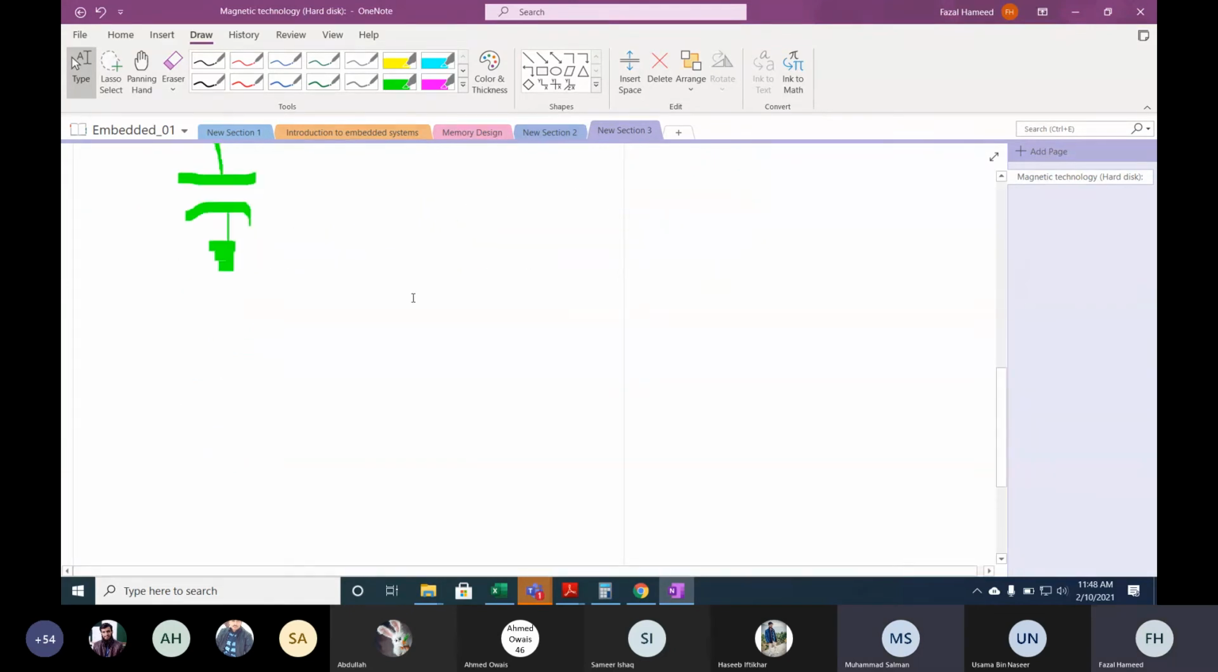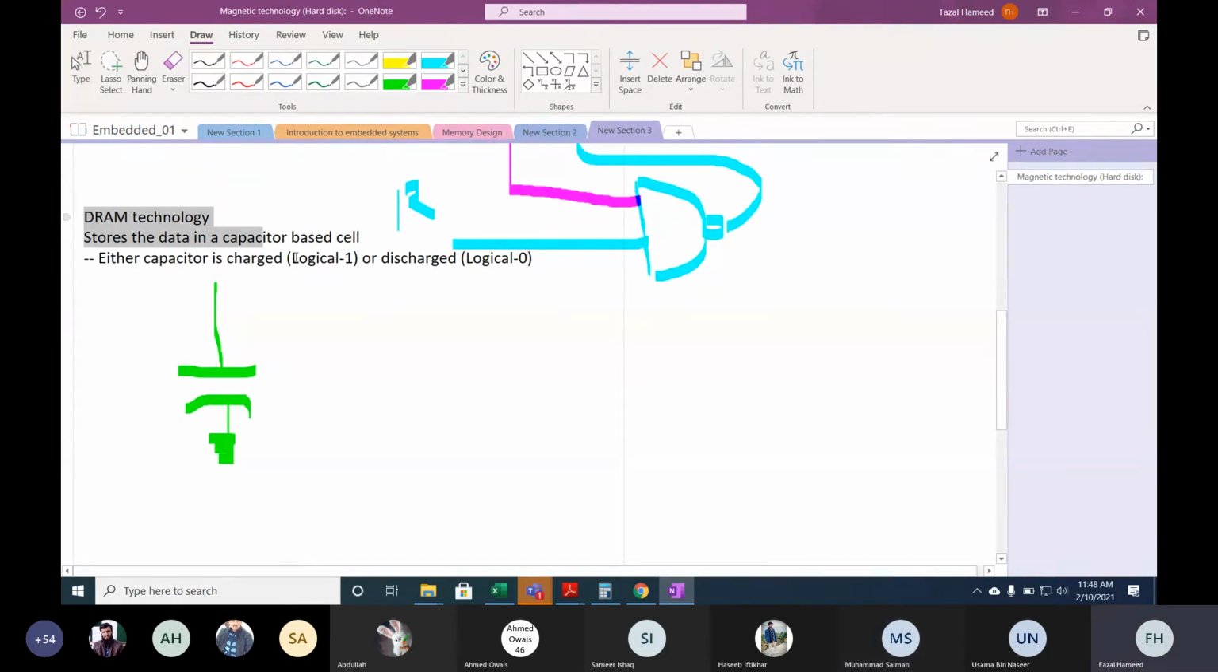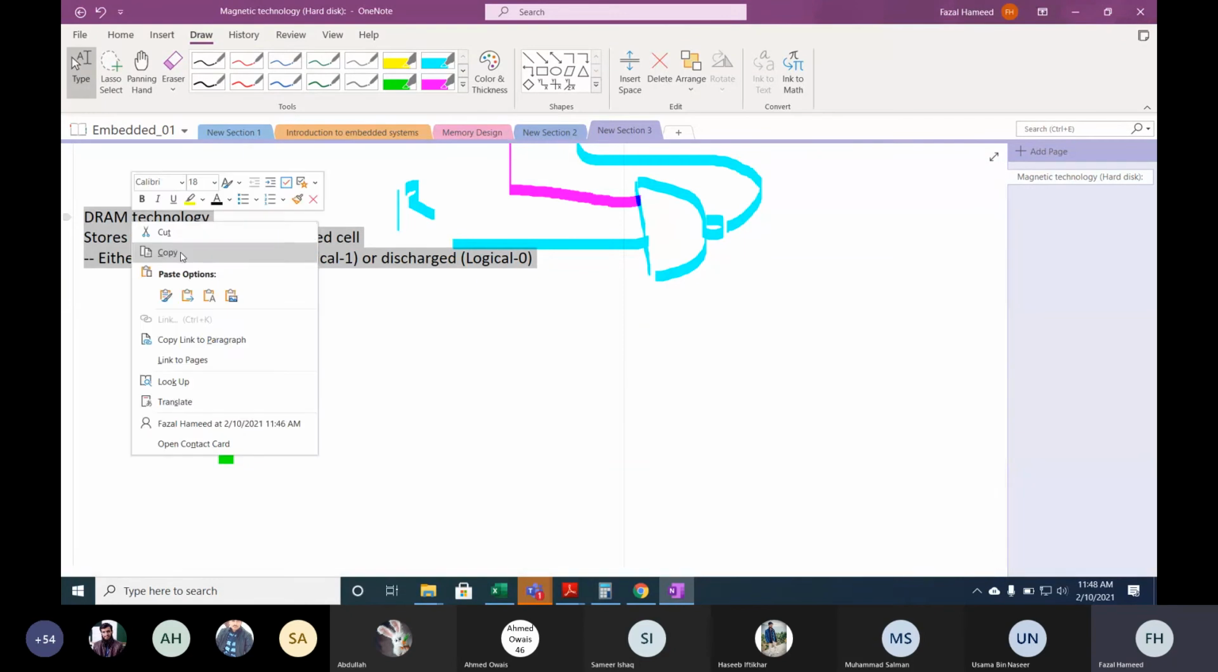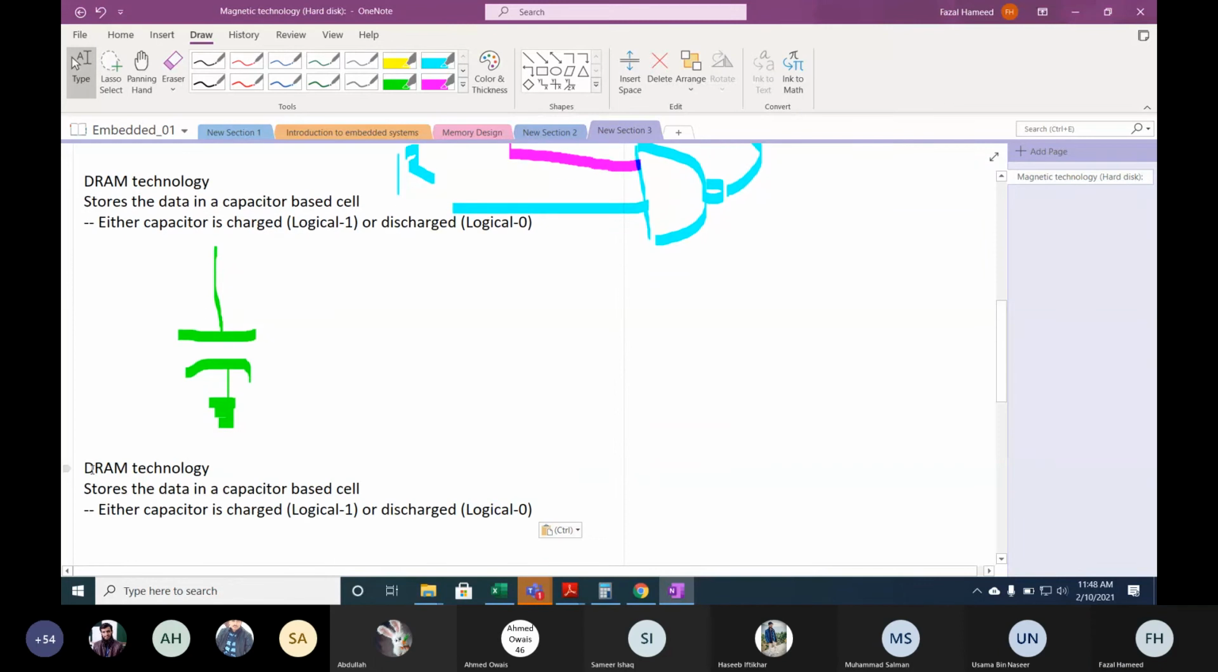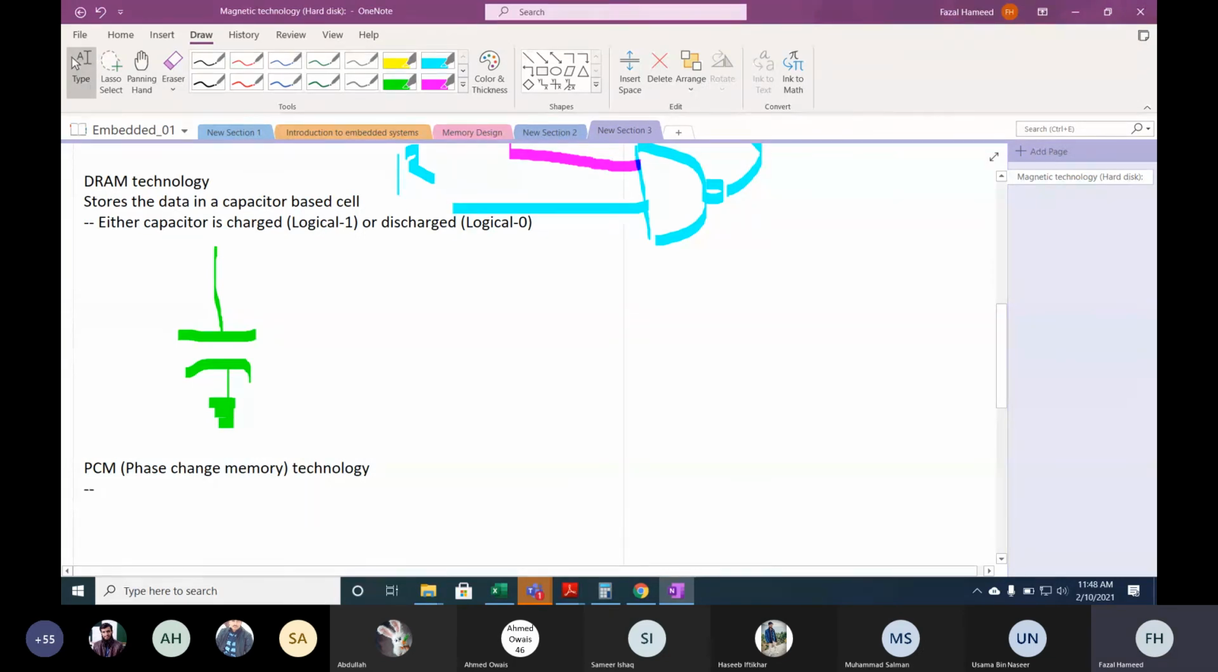Now we have another technology. We have a lot of technologies. The technology that is called PCM technology. This is also another technology. It stores the data in the form of current or phase change memory. So it has some kind of a cell. It has a cell that has two states.